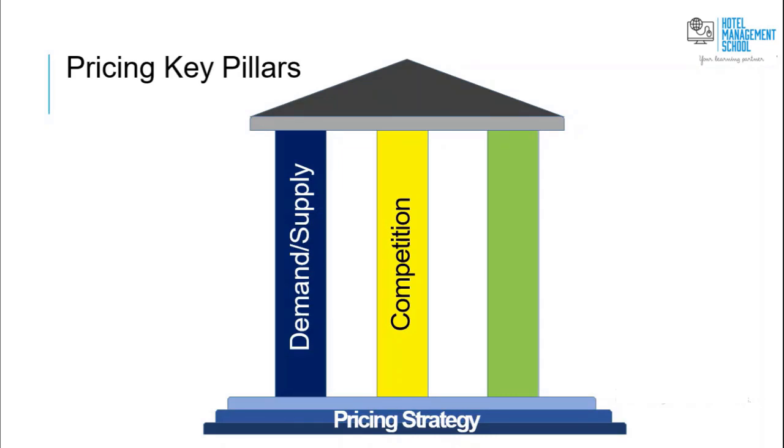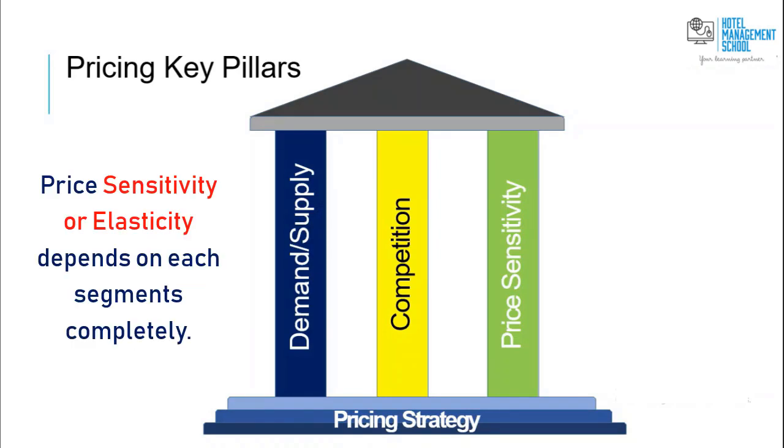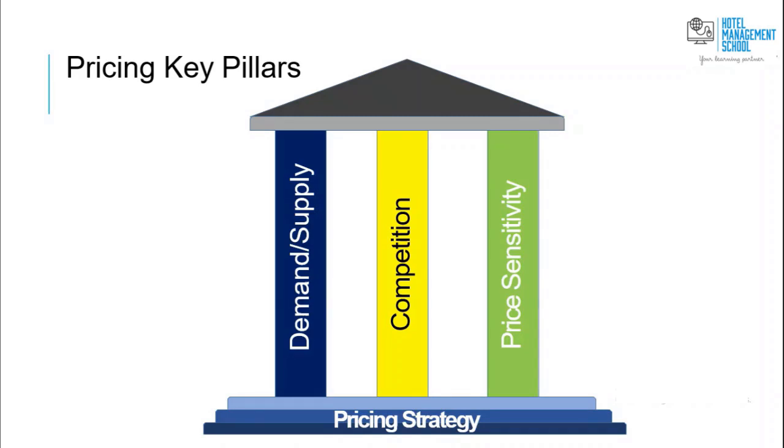Okay, if the competition is charging 100 based on their product, how much should I be charging? So that is your baseline pricing. Then you need to follow the third factor, which is your sensitivity. So how much should I reduce the price to generate higher demand? If you can reduce the price by 10%, can you get higher demand by another 10%? That is called price sensitivity, price elasticity. It depends on each segment separately. So you need to identify price sensitivity for each segment, not for the general public.